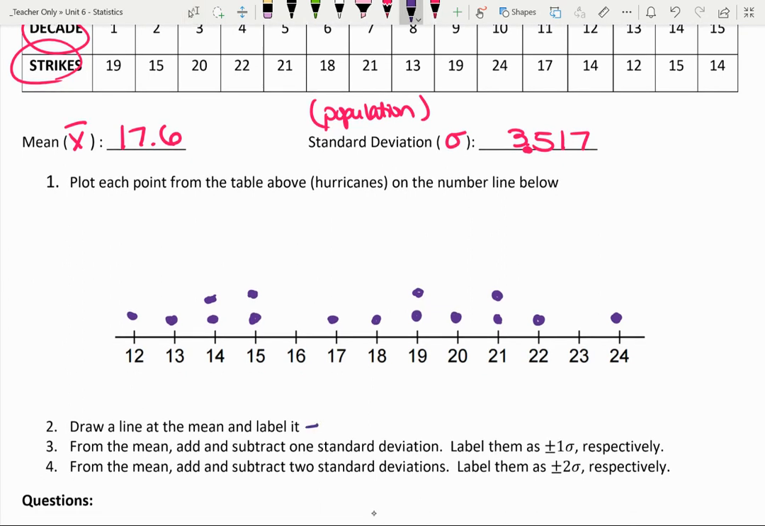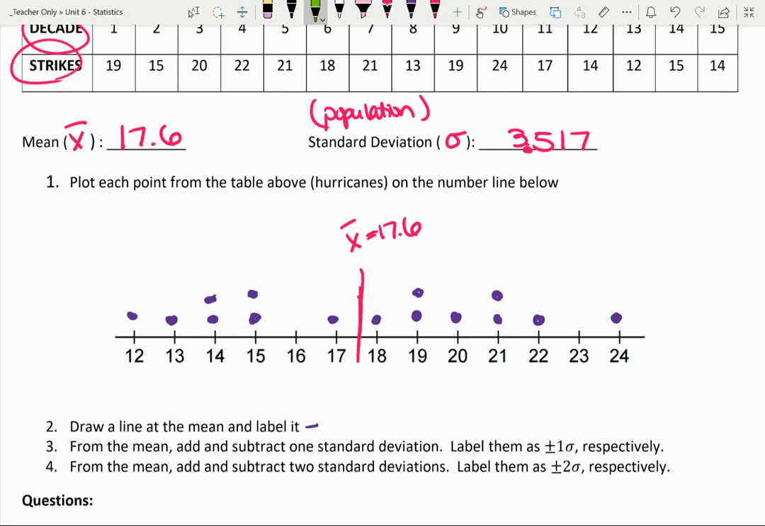And so we're going to draw a line at the mean and label it. Our mean was 17.6, so I'm going to go just past halfway between 17 and 18. I'm going to call that X bar, 17.6. So I can see that that's a center of measure here. I've got 1, 2, 3, 4, 5, 6, 7 values below it and 8 values above it, so not a bad center there. But then it's going to say from the mean, add and subtract 1 standard deviation.